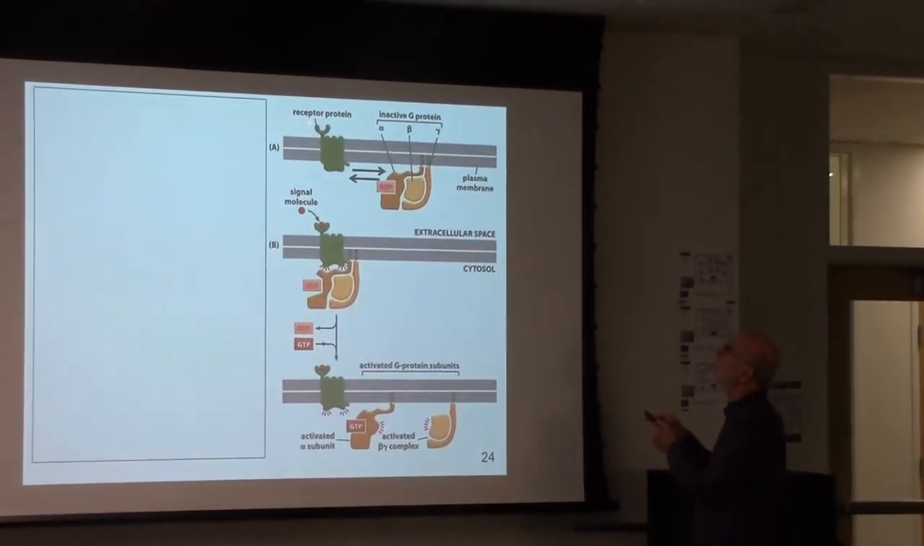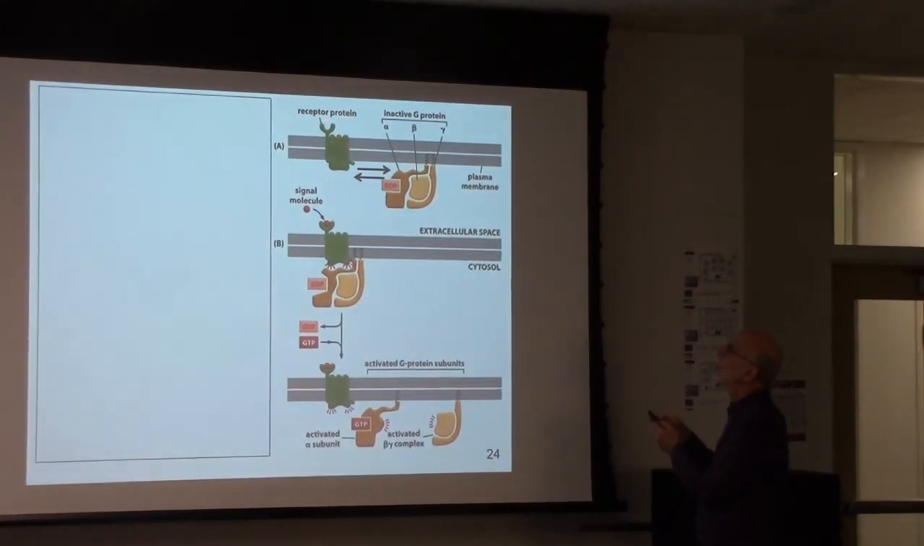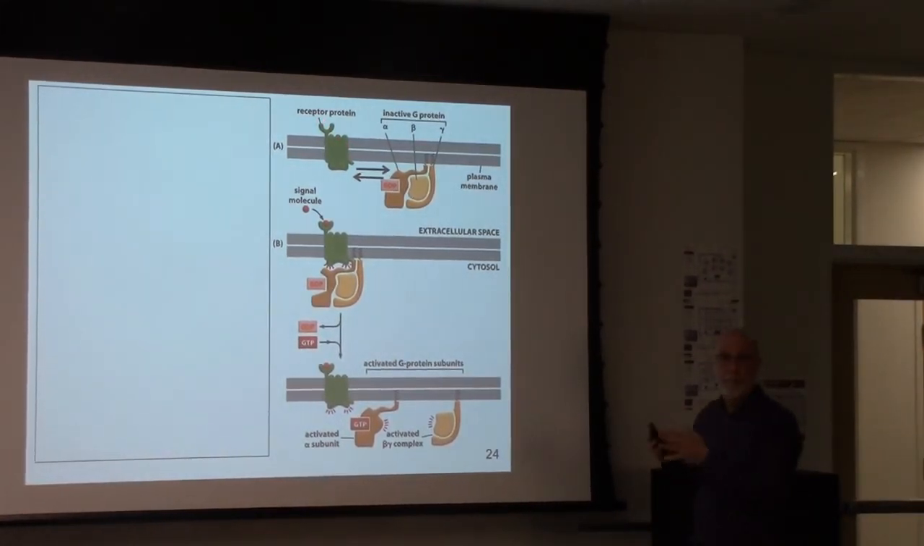Here is the receptor with no ligand bound. This little cup is supposed to represent the ligand binding pocket. It's not a very good representation of it, but it's okay. The ligand is not present. The receptor is empty.